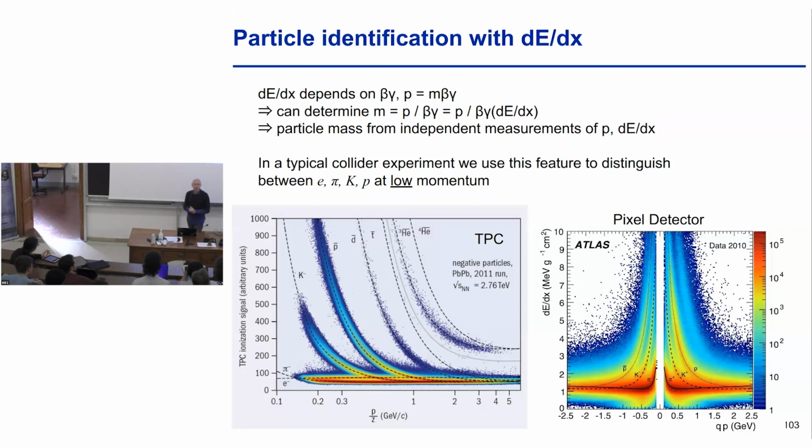What you can see immediately, however, is that as soon as the momentum becomes higher than a few GeV, they all enter this minimum ionizing particle regime. And so regardless of the momentum, as soon as the beta gamma value is above about 3, their energy loss is relatively flat. Okay, and so this discrimination power is lost. So it's only useful at very low momentum.